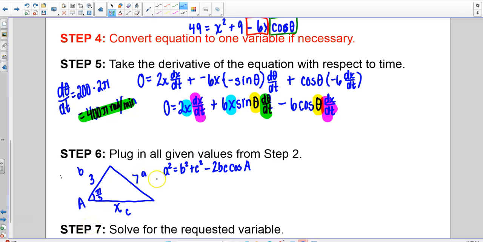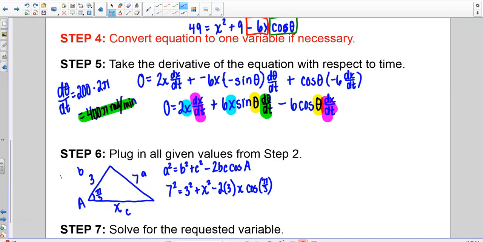So when we plug in what we know, we have 7 squared equals, our B is 3 squared. Our C, we don't know, so I'm going to put the X right there. Minus 2, B is 3, C is X, cosine of pi over 3. Okay, we can solve this.